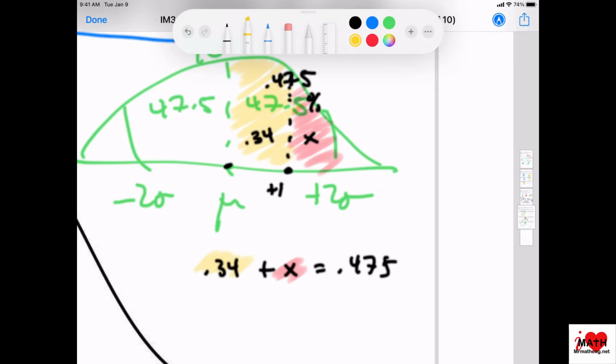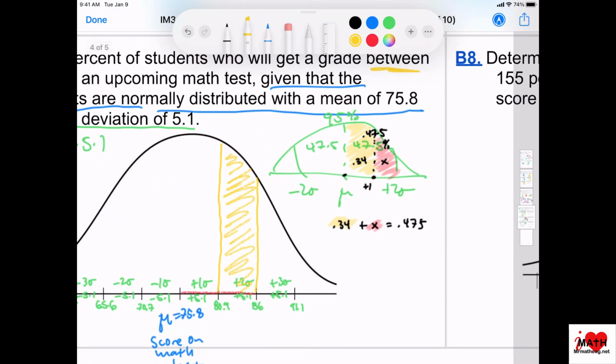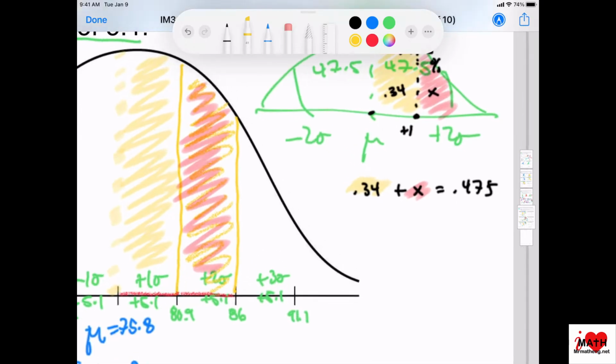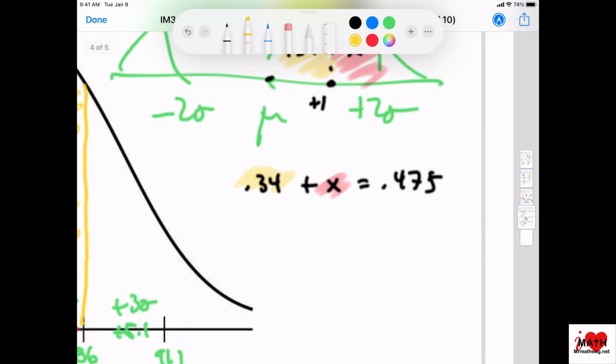The reason why this one does not equal 1 anymore is because they wanted us to get that small sliver. So again, it was 2 standard deviations away, and we want just that, I guess I can color it in red here. So this is what we have so far. The red region, we're trying to find out. The yellow region we know is 34%, and the yellow plus red equals 0.475.